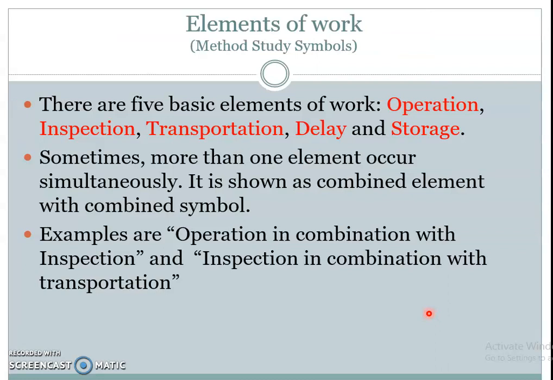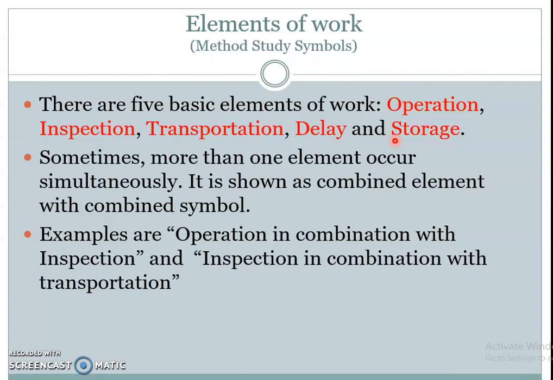Now let us discuss what the elements of work are. Sometimes they are also called method study symbols. These symbols are very important as far as recording technique is concerned. We use these 5 basic symbols: operation, inspection, transportation, delay, and storage. Each one has its own meaning.